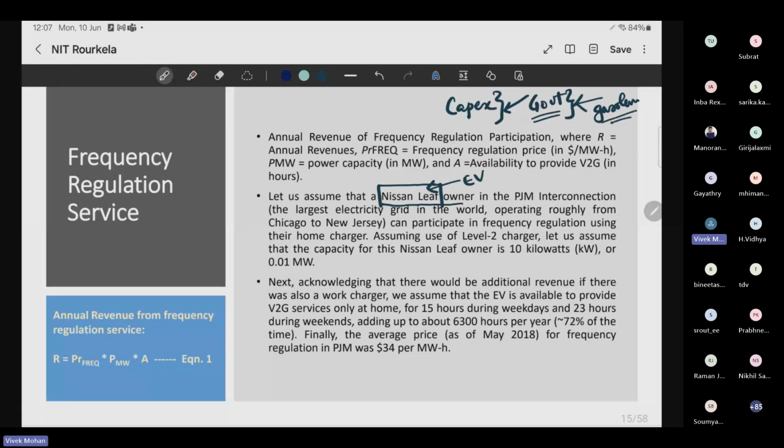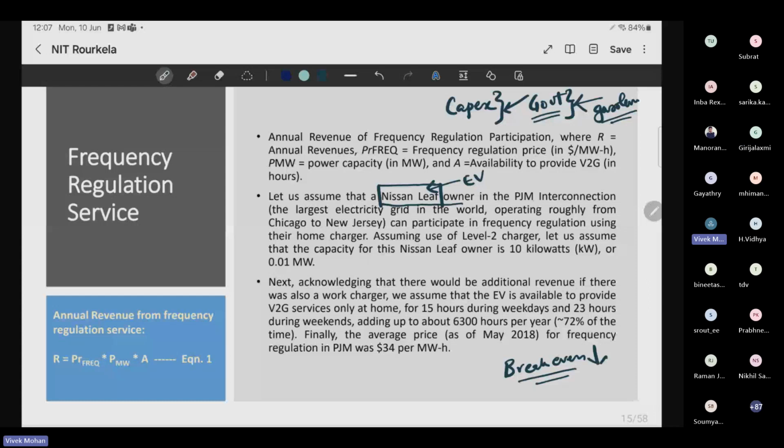But here, what they have taken is, once you buy a car, you are using it for frequency regulation service, or this particular ancillary service, and you are earning some money out of that. So basically your break-even period is going to be less by involving in this particular service.